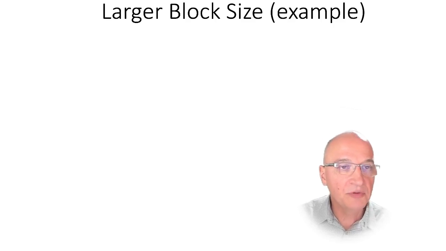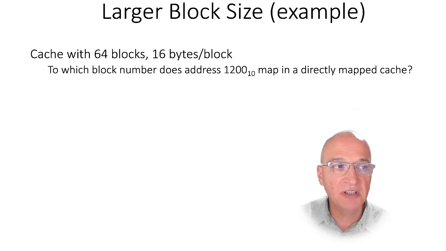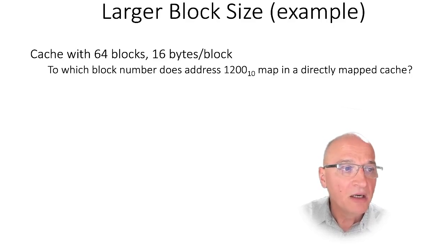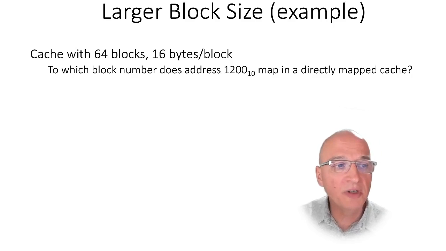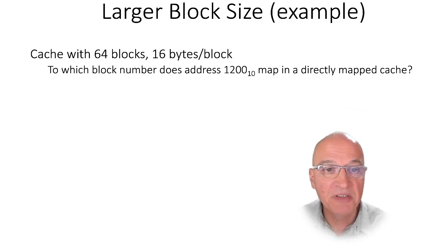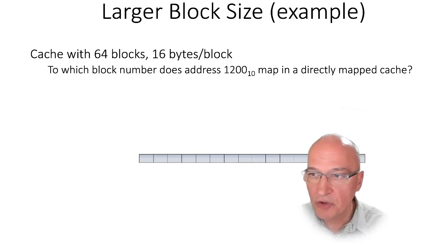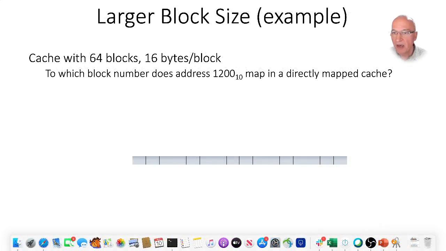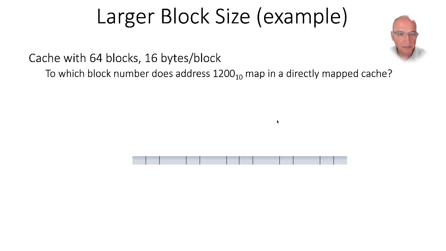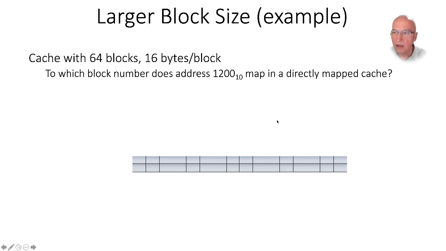The next thing that we need to consider is larger block size. And for larger block size, first let's look at an example. Let's say that I have a cache that has 64 blocks and 16 bytes per block. And I want to know to which block number the address 1200 in decimal maps in a direct mapped cache. To do that, I'm going to draw the cache in here for you. And in this drawing, each one of those blocks should be the same size.